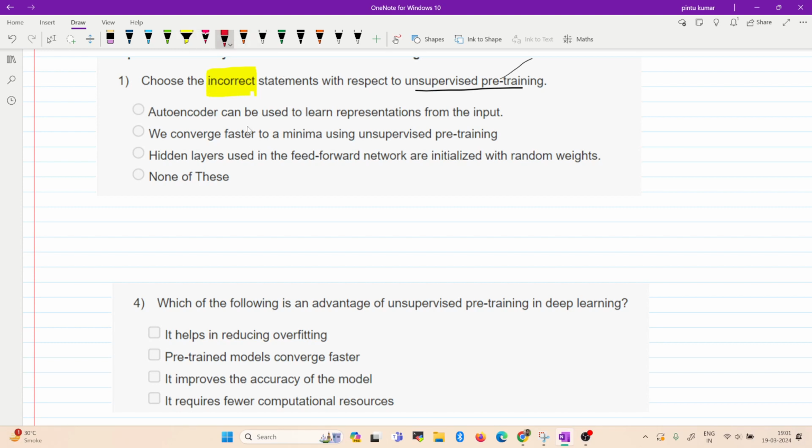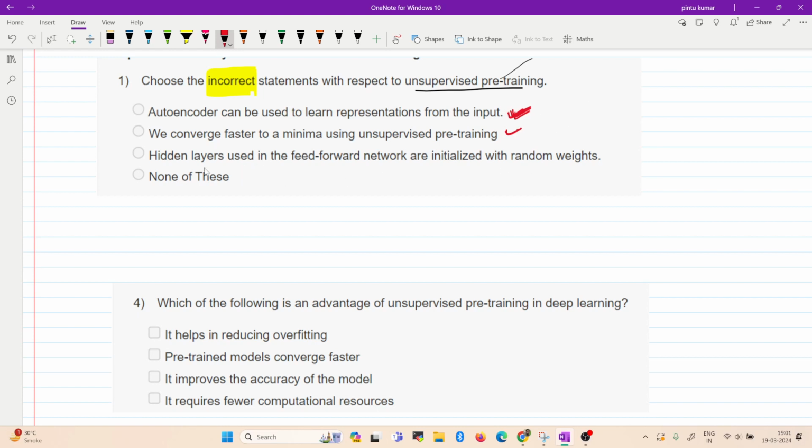So the first option says autoencoder can be used to learn representation from the input. This is correct, right? We are learning intermediate representations. So this option is correct. We converge faster to a minima using unsupervised pre-training. This is also correct, right? I just said that we'll have better optimization, better convergence rate.